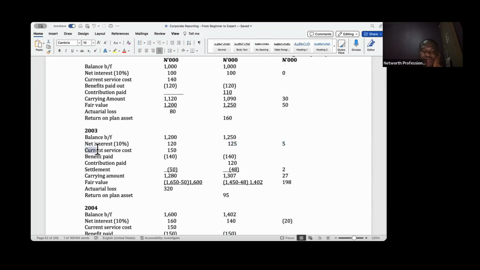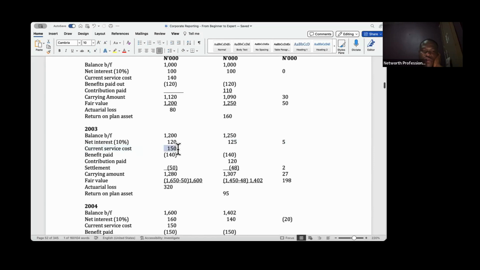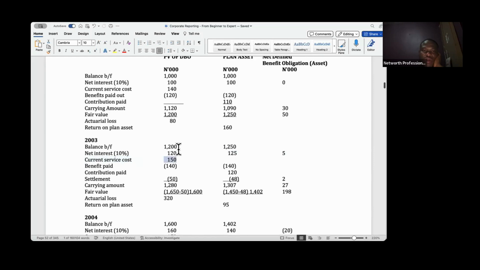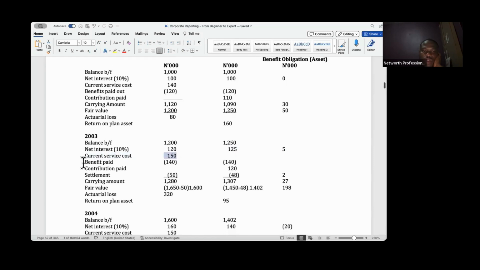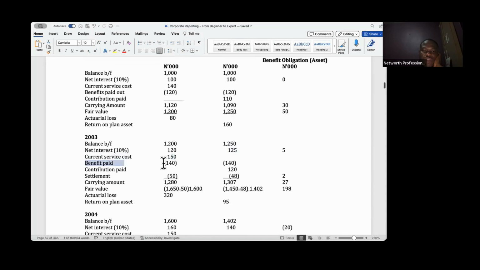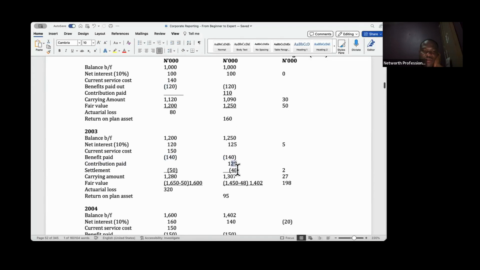Then in the question, they gave me a current service cost of 150. I add it to my obligation. They give me a benefit paid of 140. I take it out from the obligation and the assets. And there's a contribution paid of 120, which I will go and add to my asset.